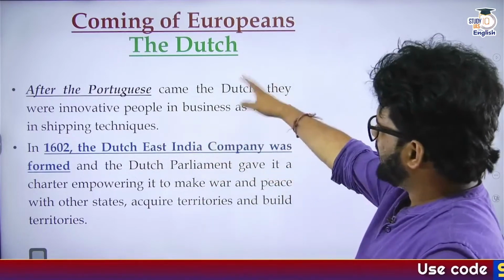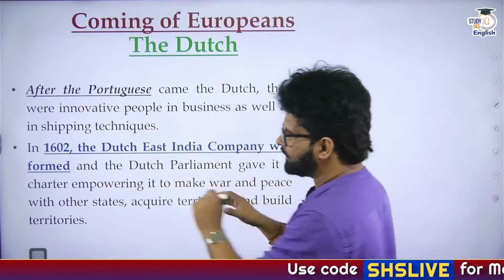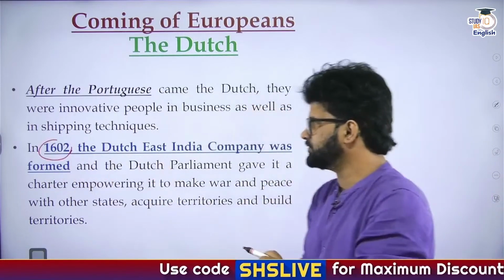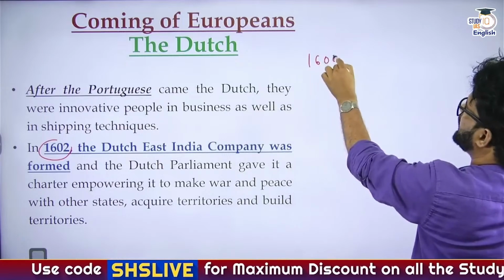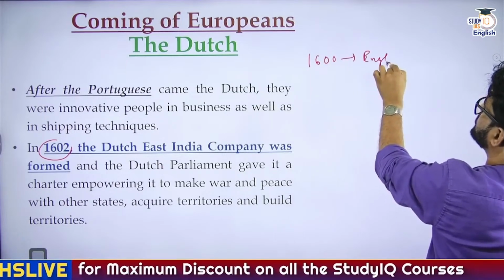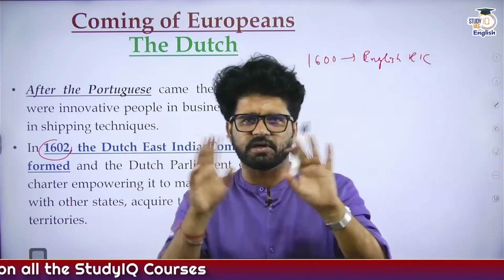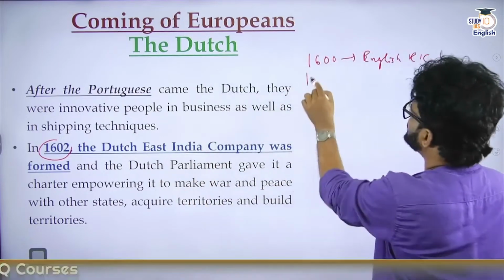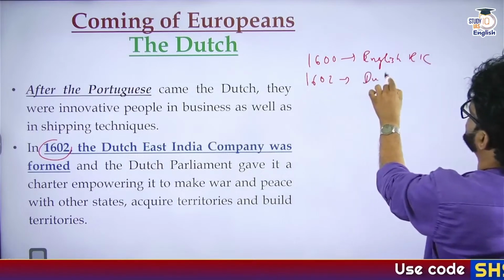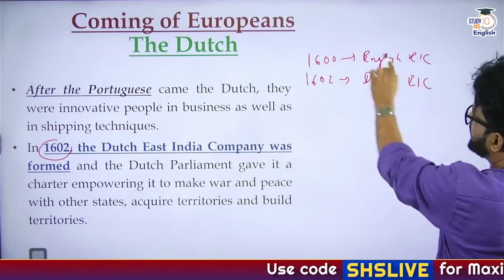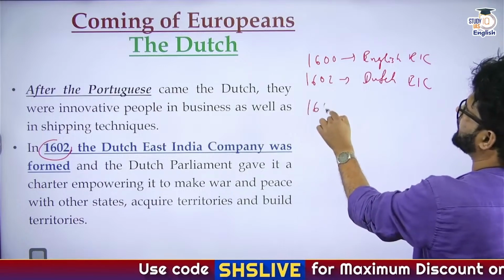So again, after the Portuguese came the Dutch. In 1602, they established the Dutch East India Company. Please understand the chronology here. In 1600, the English EIC was established. It is said that it was established in 1599 only; Merchant Adventurers was its name. In 1602, the Dutch EIC was established. By this logic, English people should have arrived here earlier, but that did not happen.